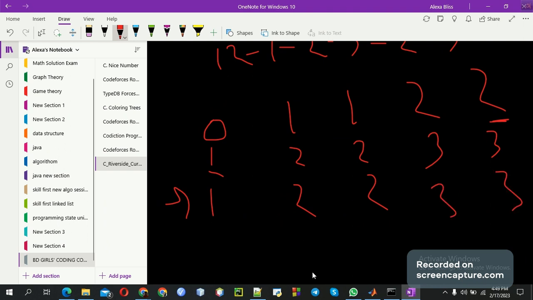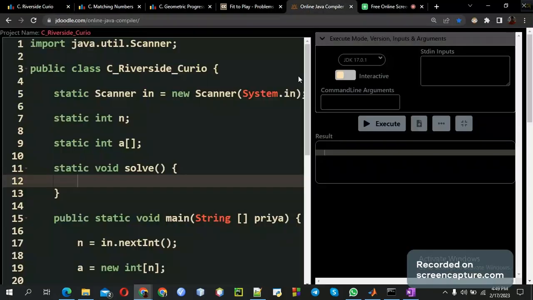What is the summation? If I take the help of a calculator, this is 11. And what will be the deducting result? 1 minus 2 minus 2 minus 3 and minus 3. What will be the result? 11 minus 1 minus 2 minus 2 minus 3 minus 3. This will be 0, which is our wanted answer. So let's try to implement this problem.